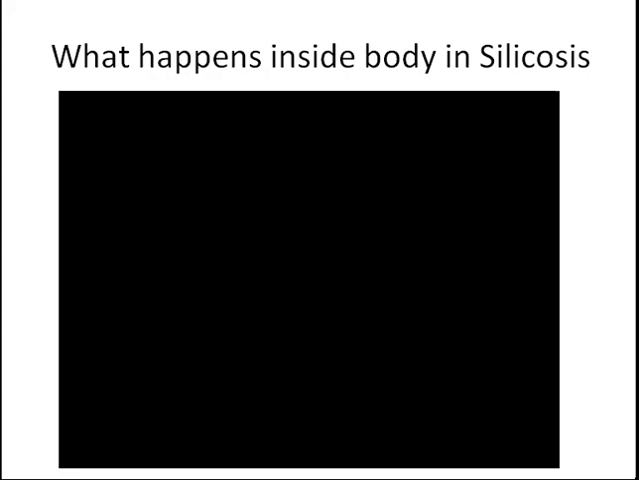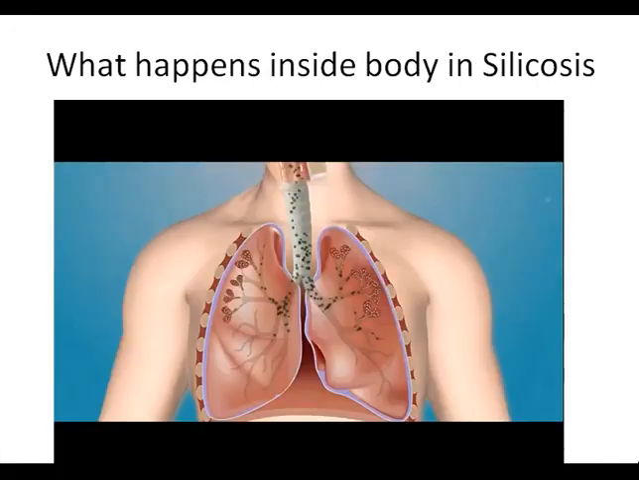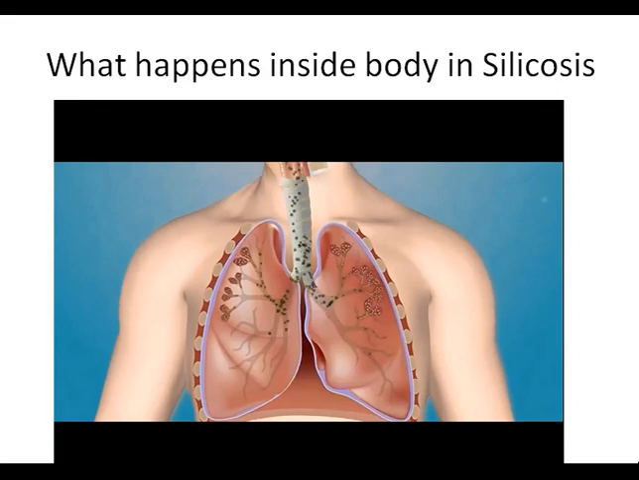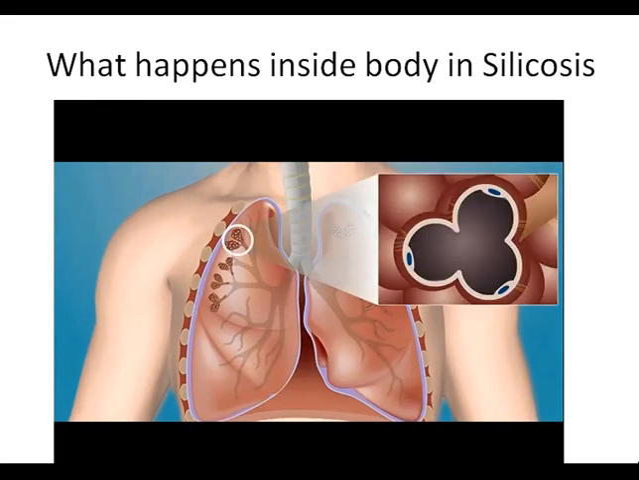Now, let us examine what actually happens in the body as we suffer from silicosis. This is the view of what happens inside the body. If you see it, you will find the view of the lungs, at the end of which are the alveoli. You see that the dust particles are entering the alveoli, and it is causing the thickening of the alveolar walls by the production of silicoproteinosis.